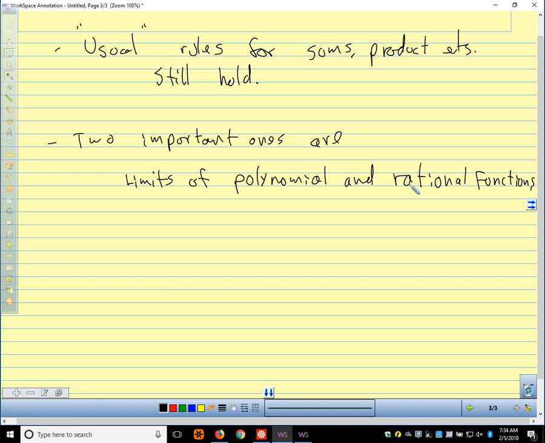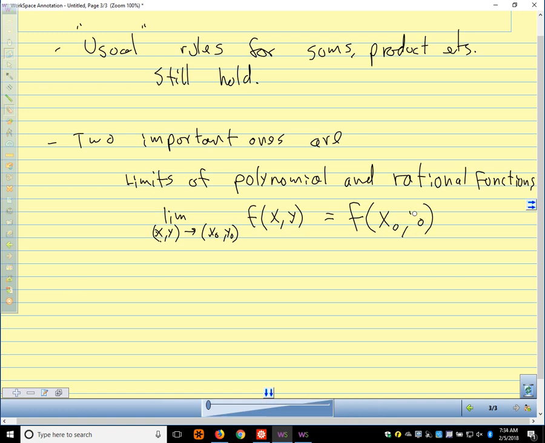For limits of polynomial and rational functions, the limit as (x, y) approaches (x0, y0) of f(x, y) is f(x0, y0). So for polynomial and rational functions, we find the limit by plugging in our variable values. So polynomial and rational functions are nice.